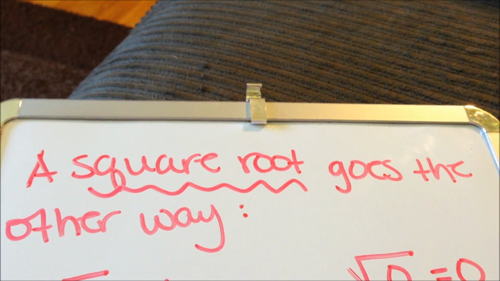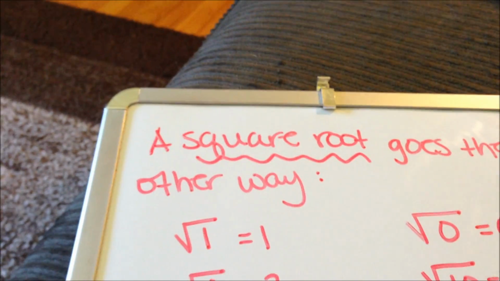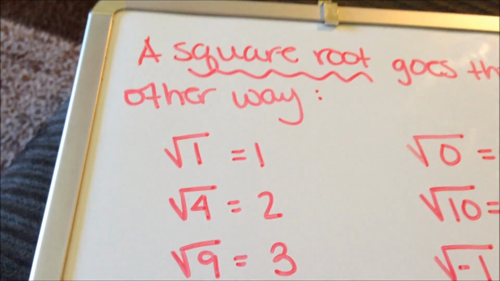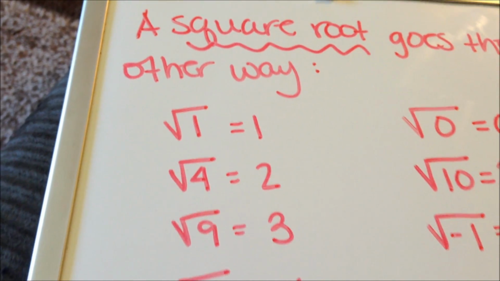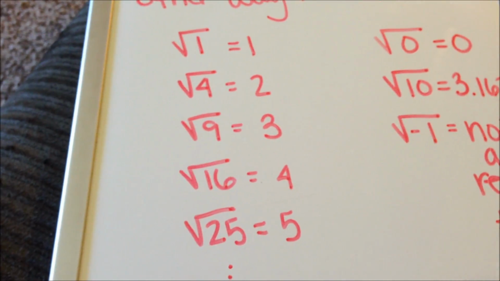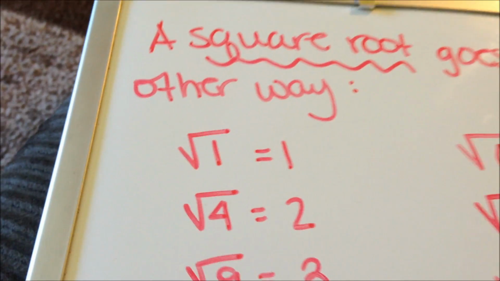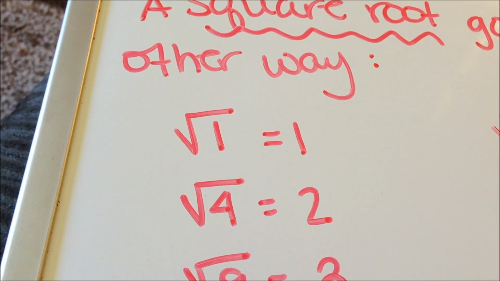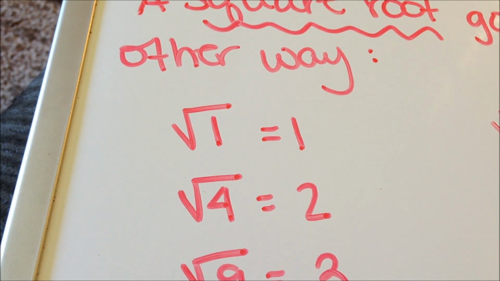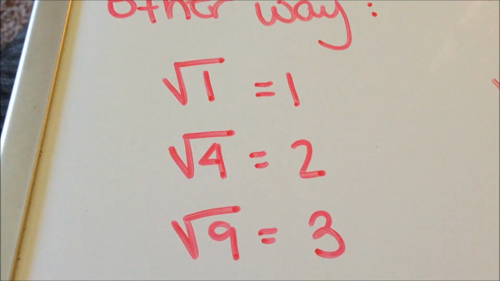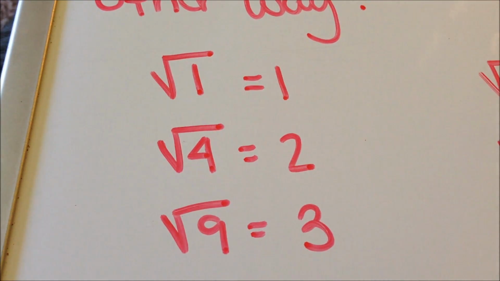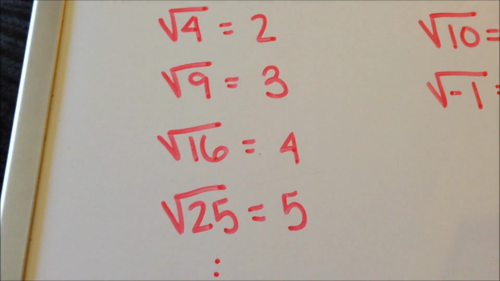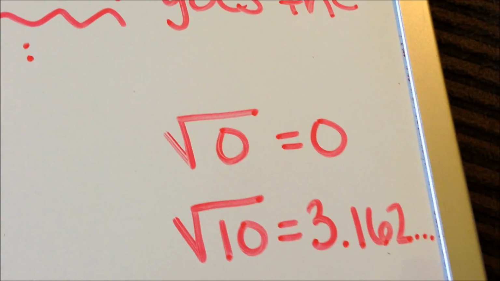A square root goes the other way. For example, the square root of 1 equals 1, the square root of 4 equals 2, the square root of 9 equals 3, and so on. Basically, you take a look at the number inside of the square root symbol and think to yourself, what times itself will equal 4? What times itself will equal 9? What times itself will equal 16? And so on. Let's try a few other examples.